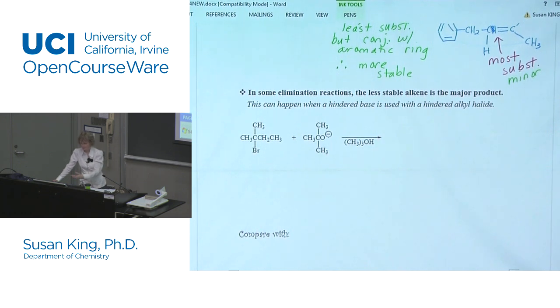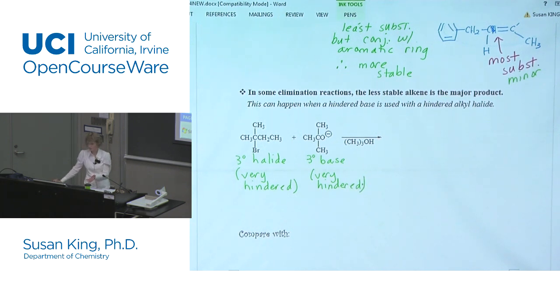And so it turns out that if we have a hindered base, I still have one more minute, guys, a hindered base and a hindered alkyl halide. So this is a tertiary halide, and this is a tertiary base. They're both very hindered. What happens in that situation is the base is going to remove the most accessible hydrogen. We've got two choices here. We have beta hydrogen right here, and we have beta hydrogen right here.